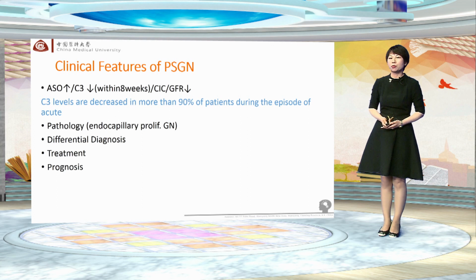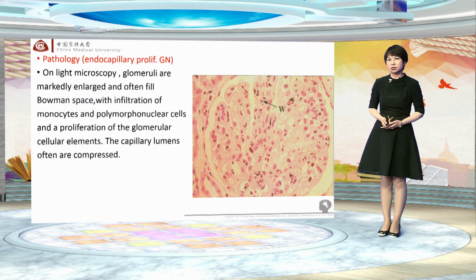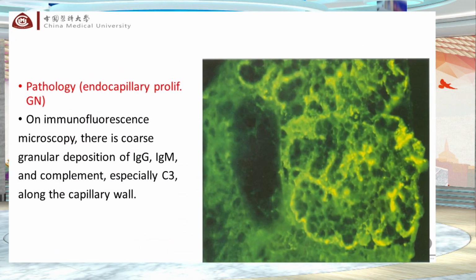Pathology. On light microscopy, glomeruli are markedly enlarged and often fill Bowman space, with infiltration of monocytes and polymorphonuclear cells, and a proliferation of the glomerular cell elements. The capillary lumens are often compressed.